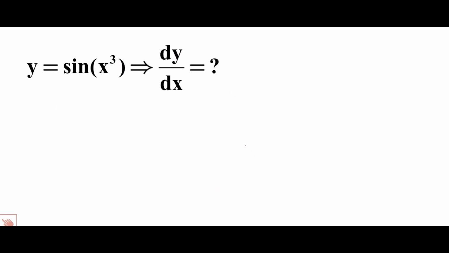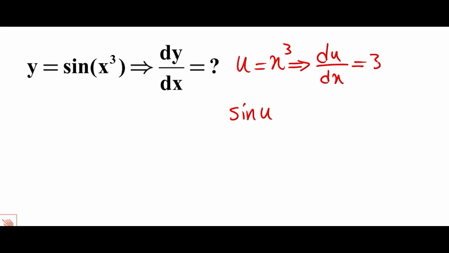Number 3, y is equal to sine of x cubed. We're gonna find dy/dx. In this case, the outer function is the sine function, and the inner function is x cubed. So let the inner part be u is equal to x cubed, and our main function becomes sine of u. So the derivative of u with respect to x is equal to 3x squared, and the derivative of y with respect to u is equal to cosine of u.